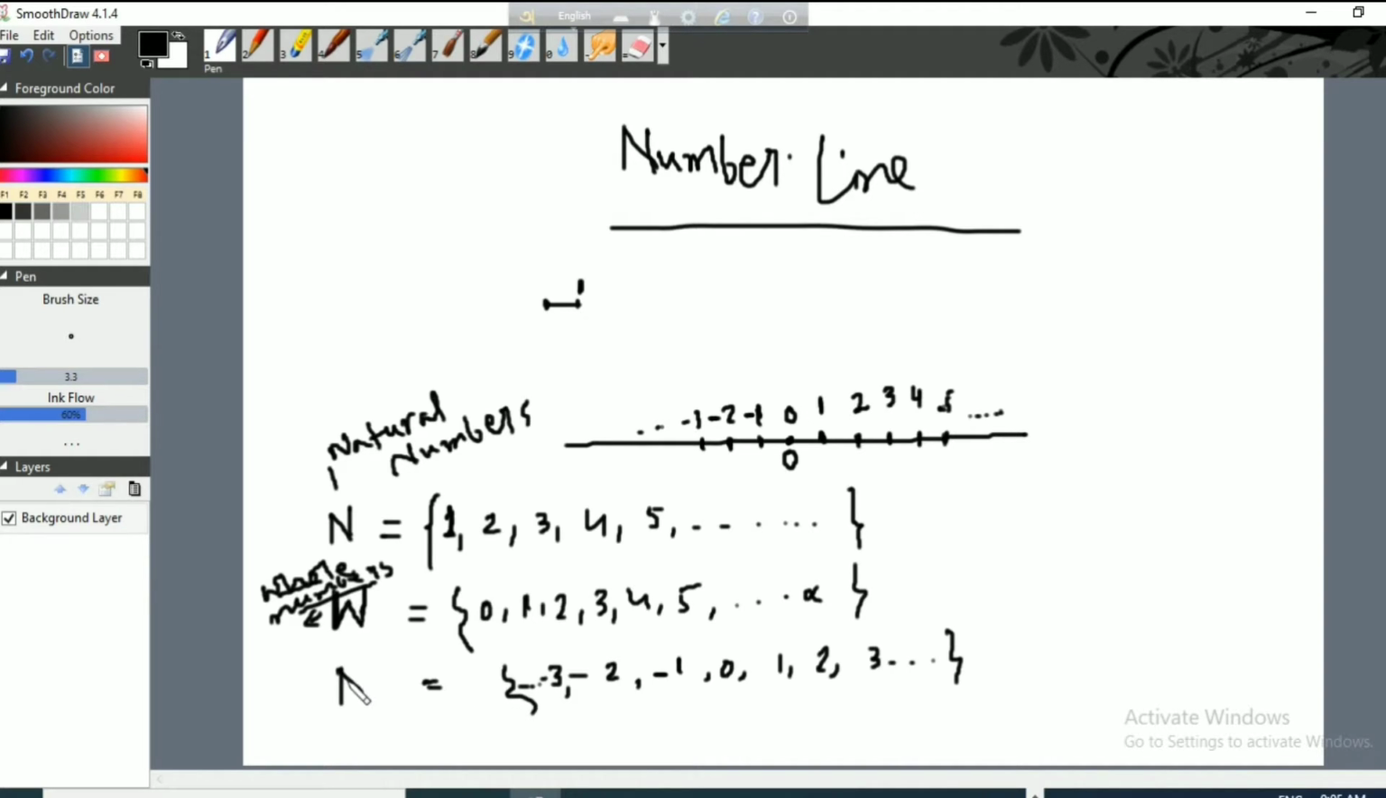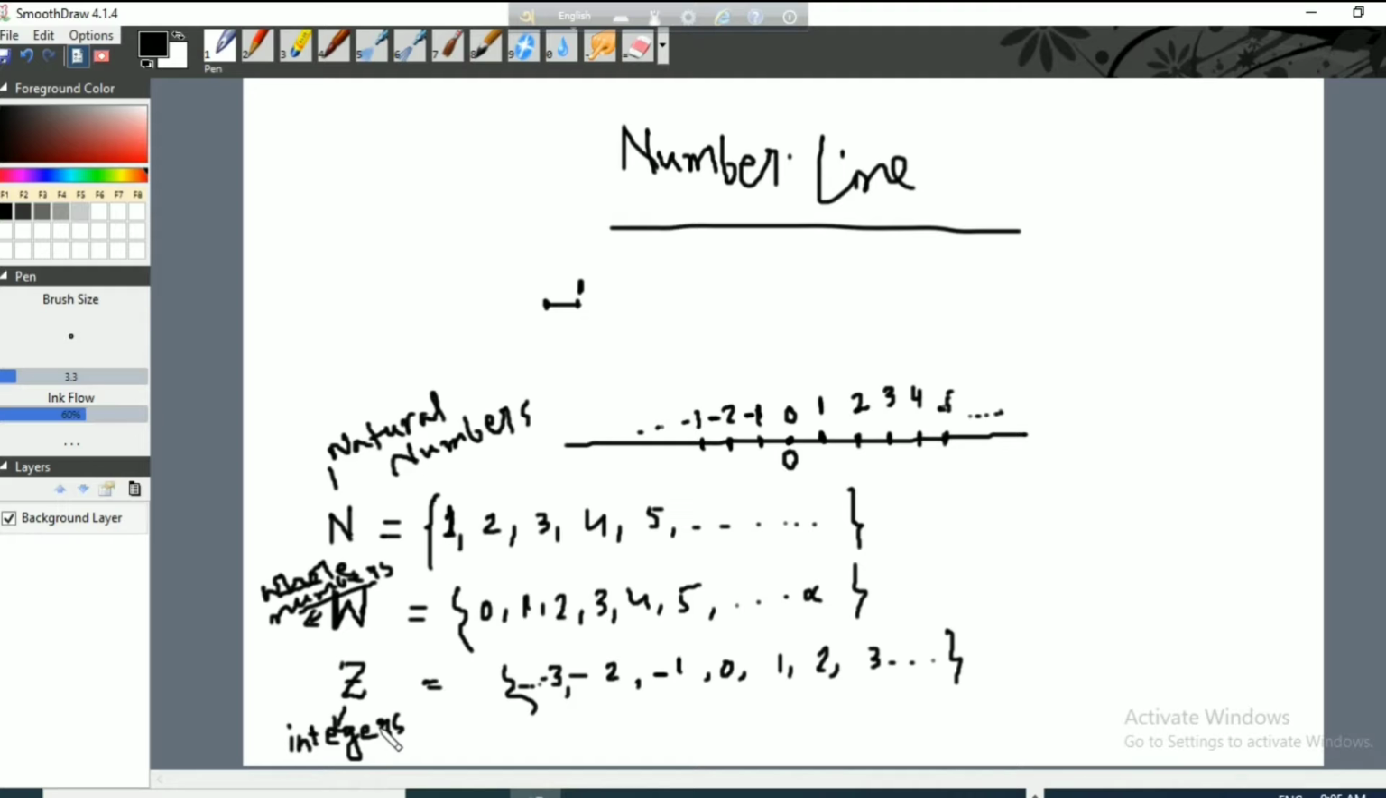These numbers are called integer numbers, and they are represented by Z. So they are called integers.